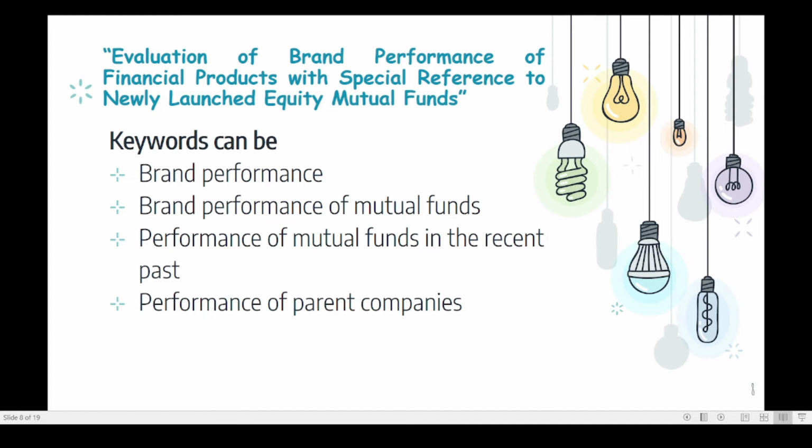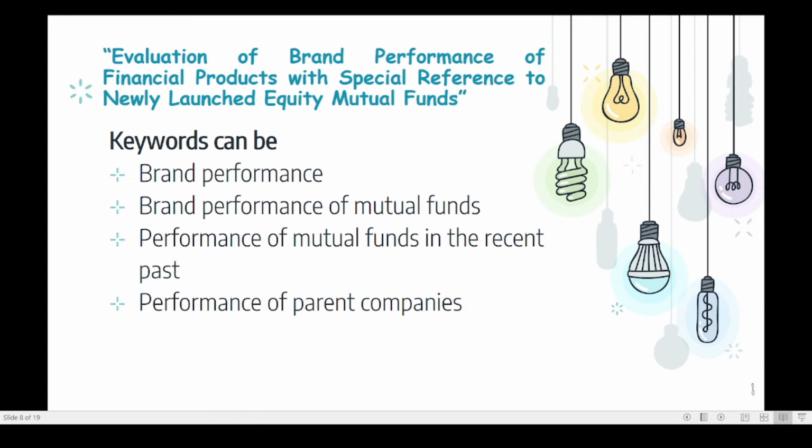Then performance of mutual funds in the recent past. This can be one keyword which you will be searching. Then performance of parent companies. Here the term parent companies means that State Bank of India and SBI Mutual Fund are two different entities. When we talk of ICICI Bank and ICICI Mutual Fund, these are two different entities. The parent company is ICICI Bank, and the revenue comes from ICICI Mutual Fund, in which people are going to invest.